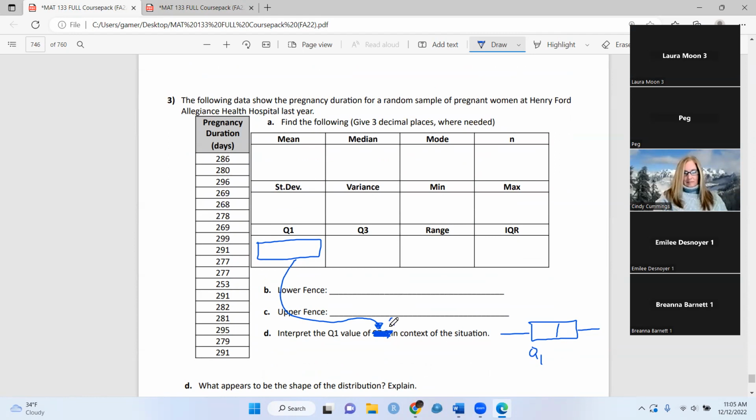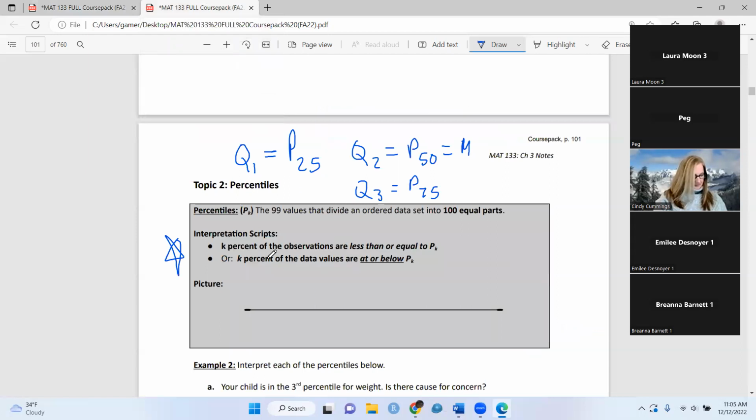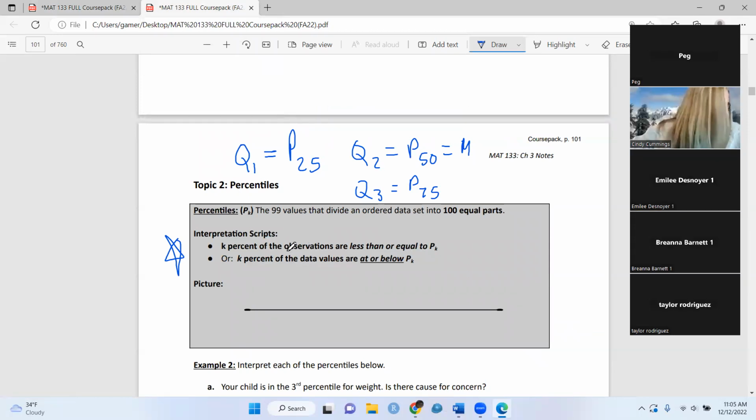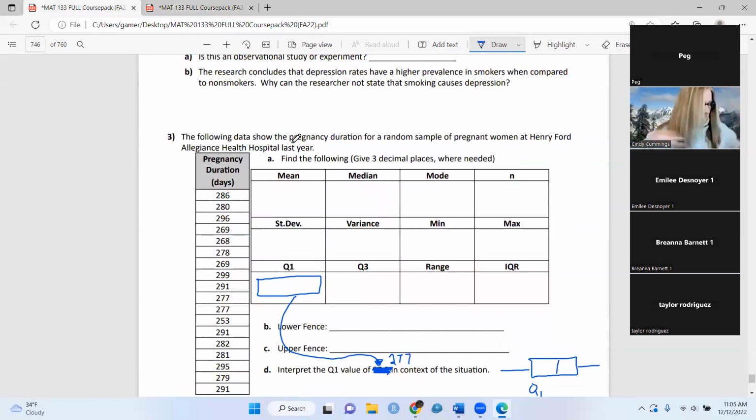So you're going to use that number 277 when you're writing your script about it being 25% of the observations are less than or equal to 277. Just make sure when you're doing this, you write in what these observations are. And it's the length of the pregnancy in days.